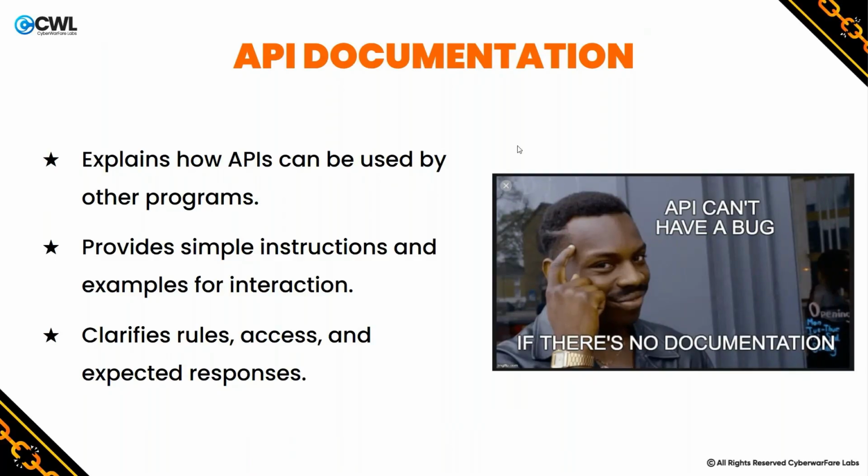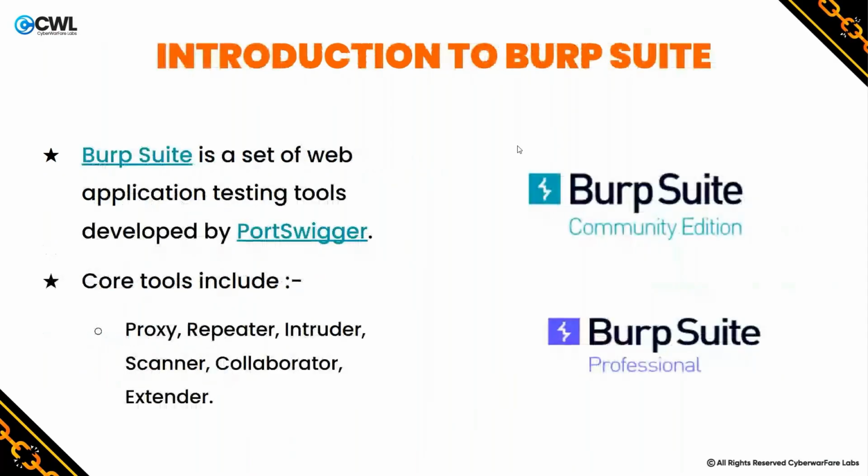Now, how do we actually enumerate, find vulnerabilities, and exploit these? For this, we can use some of the most common tools we discuss. The very first one is Burp Suite. This suite is a set of web application tools, developed by a company called PortSwigger. Some of the core tools that Burp has are the proxy, repeater, intruder, scanner, collaborator, and extender.